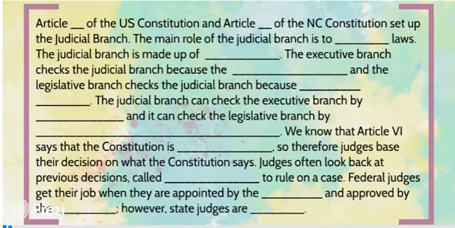Okay, so you got this fill in the blank section on your note sheet. Let's see if we can fill it in. Article 3 of the United States Constitution and Article 4 of the NC Constitution set up the judicial branch. Please make sure you're filling this in as I go over it. The main role of the judicial branch is to, I'm not going to tell you this one because you should already know, the judicial branch is made up of courts and judges.